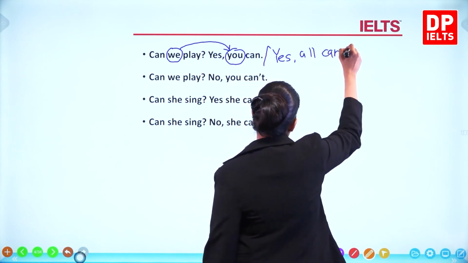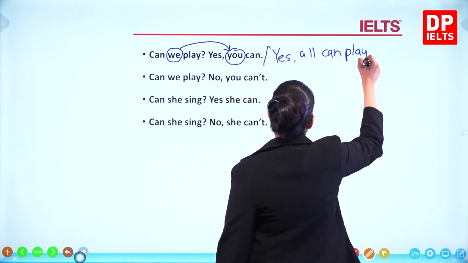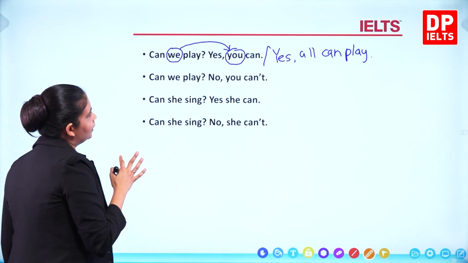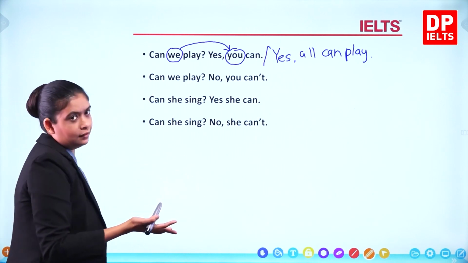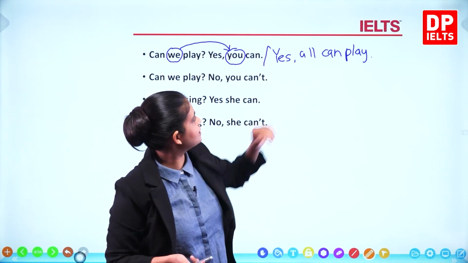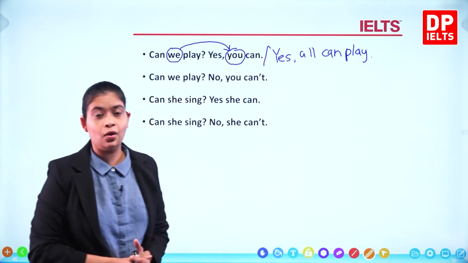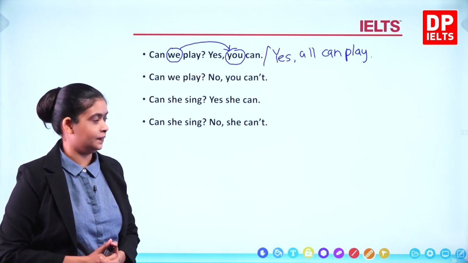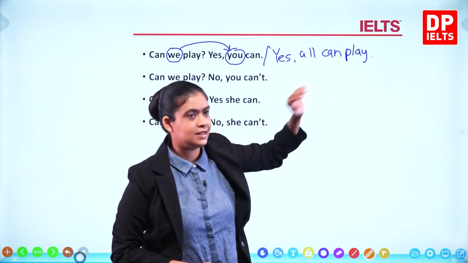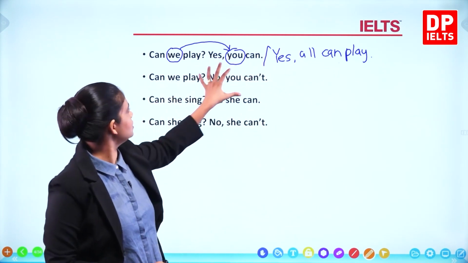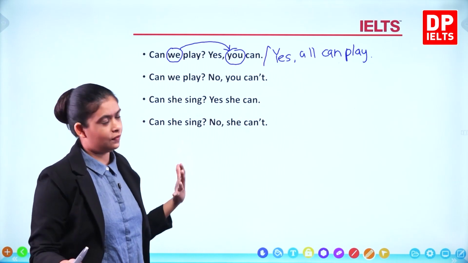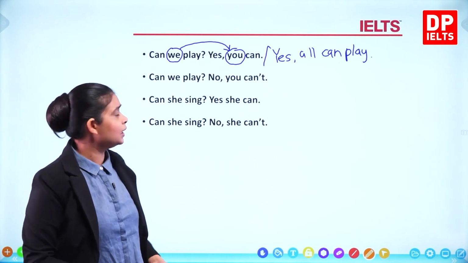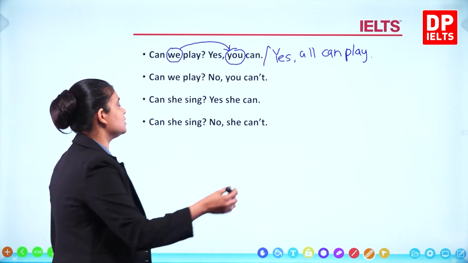You can say yes, you all can play. So this is a different answer structure, okay? But if you take can we play? Yes, you can. If you want, you could even give an answer like this. Yes, you all can. Or you can even extend it and say, yes, you all can play. So this is a bit more extended, right? But if you can just focus on this bit, it would even be enough. Can we play? Yes, you can. Can we play? No, you can't.